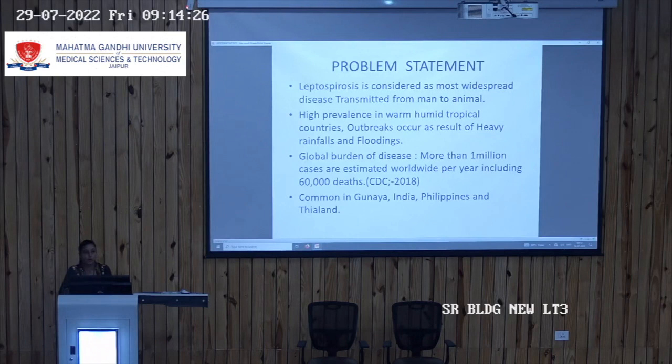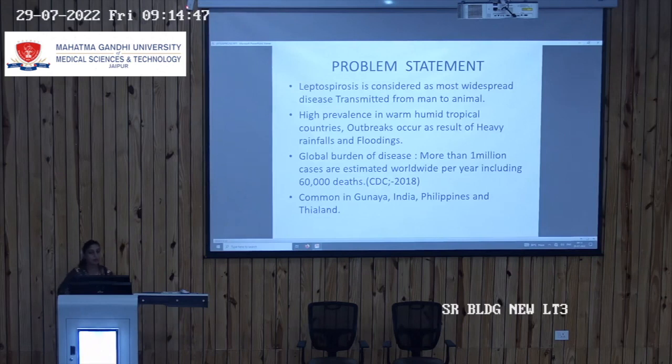Which are the warm, humid, tropical countries? Those where rainfall is high, humidity is high, and the summer season is also prolonged. Outbreaks occur as a result of heavy rainfalls and floodings.